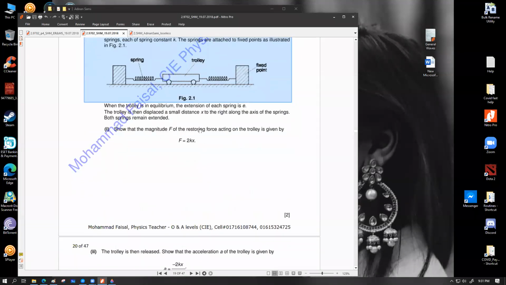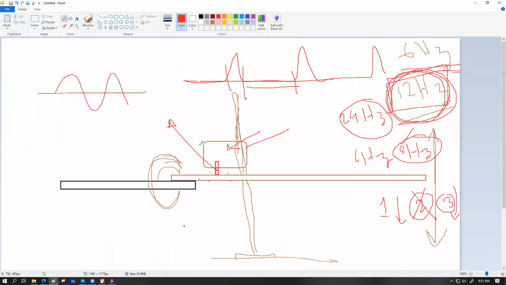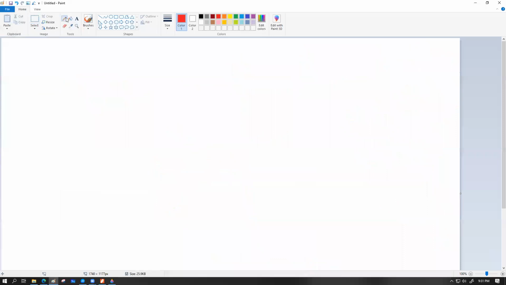So the magnitude of the restraining force acting on the trolley is given by F equals 2kx. This part is pretty simple. The basic idea of F equals 2kx is that I can write over here: how much is the force to the right on the trolley? The force to the right would be k into e minus x. The force on the left should be k into e plus x.